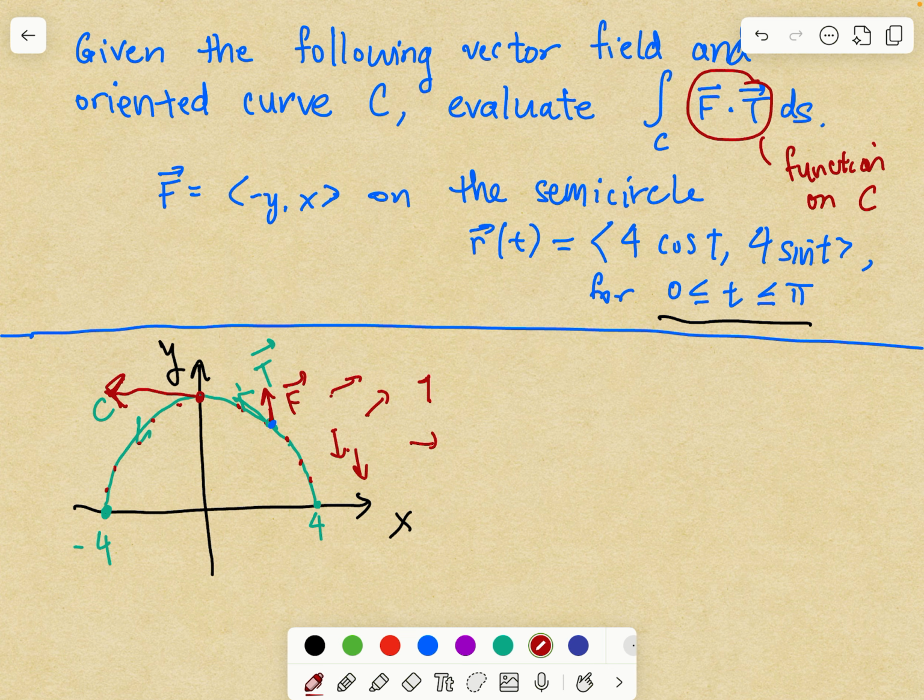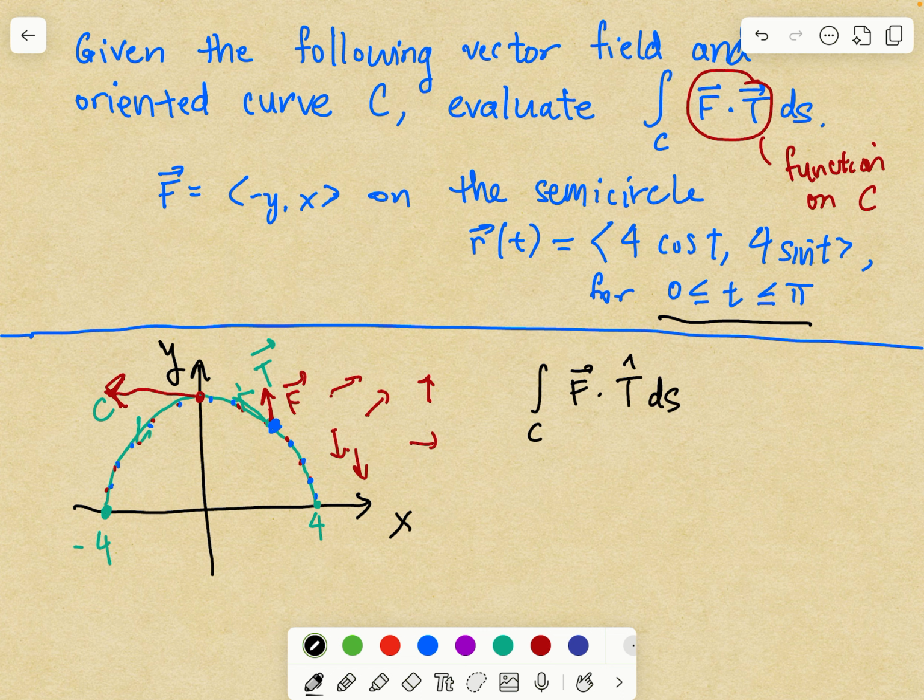This F dot T is a function on the curve C. Because if you plug in this blue point here, you take the F, you take the T, and you take the dot product, you get a number. So at each point on the curve, you get a number, and that function that you get is the function that you're trying to compute the integral of, over the curve C. And this is really like a T hat because it's a unit vector.